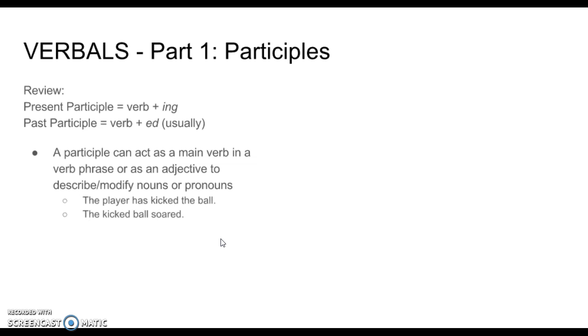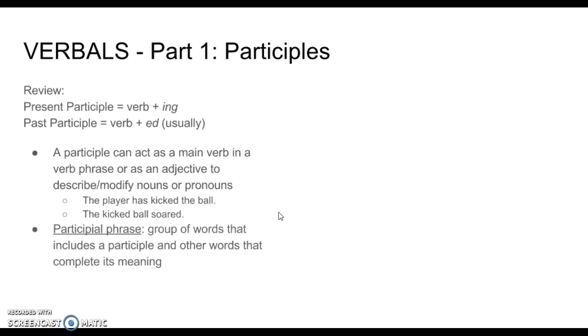In these two examples, the player has kicked the ball and the kicked ball soared. Kicked has two different functions. Can you spot which one acts as a verb and which one acts as an adjective? I bet you can, because here in the first sentence, kicked is part of the verb phrase has kicked. And in this sentence, the main verb is actually soared, making kicked an adjective that modifies ball, hence a participle.